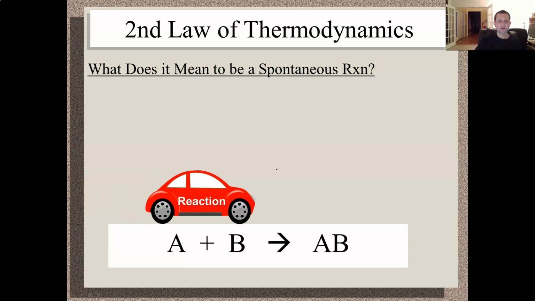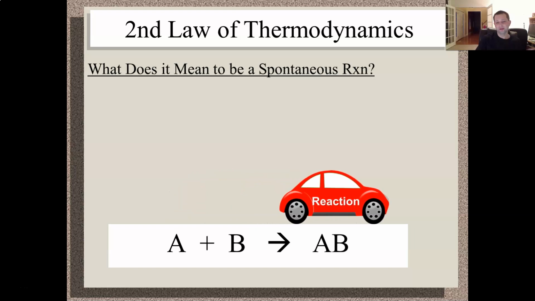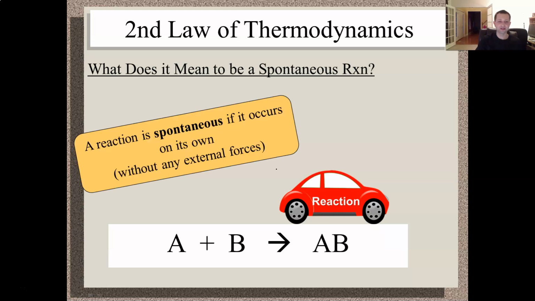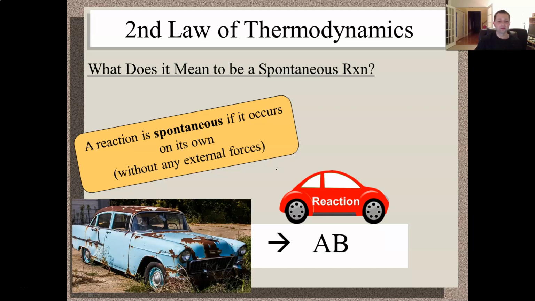So again, what does it mean to be spontaneous? We have our reaction here, A plus B yields AB, and we have our reaction car. And the reaction is going to proceed to the products naturally. A spontaneous or thermodynamically favorable reaction. So there's no extra help here, without any external forces. Examples of this are rusting, and you can see an example of that on the slide here. That's a spontaneous process. Same thing with our Bunsen burner.